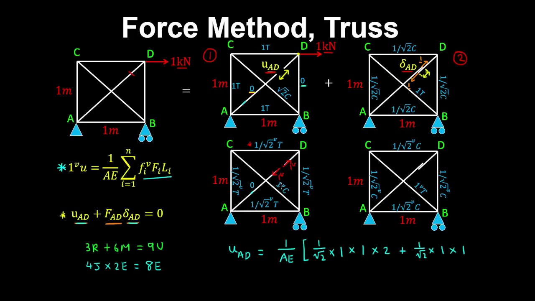So therefore we're left with member BC, which has a virtual load of 1 kilonewton by the real load of root 2 by the length of the member, which is also root 2, using Pythagoras' theorem. And therefore UAD is 1 on the axial stiffness by 3 on root 2 plus 2.